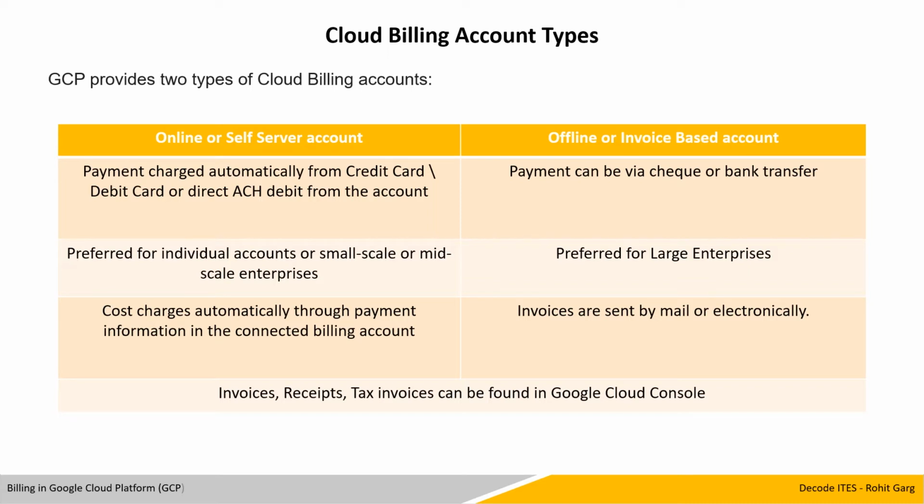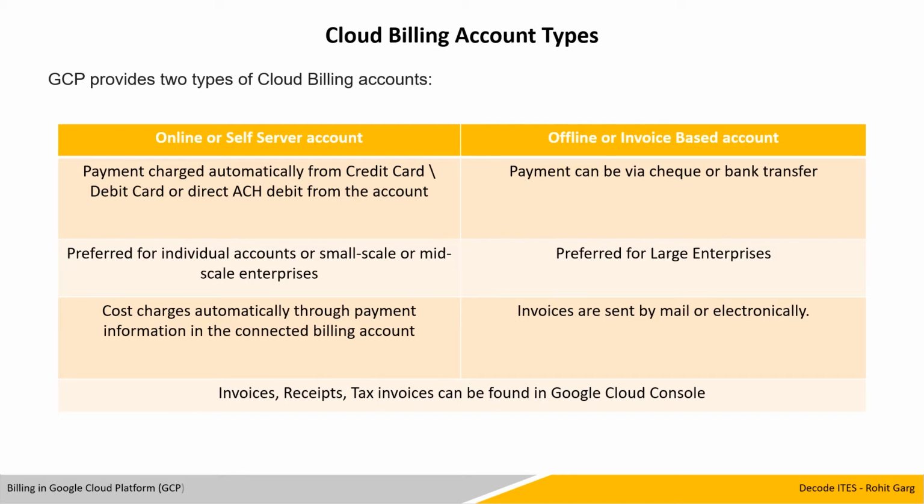Offline is preferred for large enterprises which have a huge environment in Google Cloud, and on the basis of their weekly or monthly consumption, Google will charge and send invoice details to them and they will make a payment. In online, cost will be charged automatically through payment information connected in the billing account, whereas in offline, invoices are sent by mail, emails, or fax.